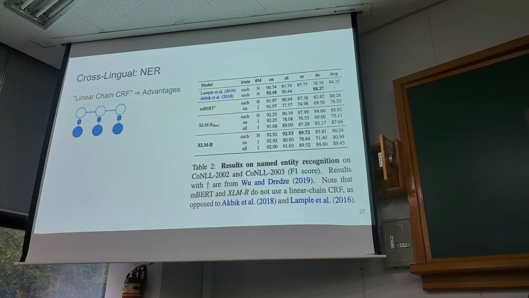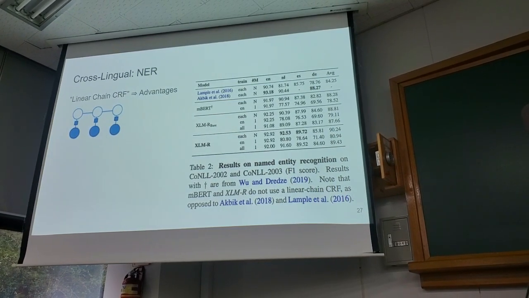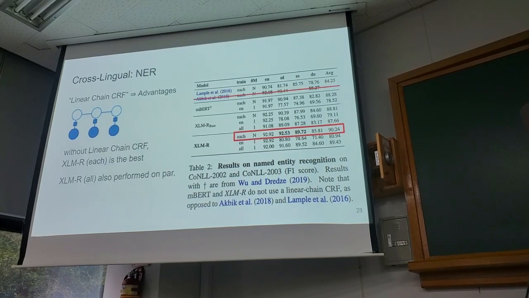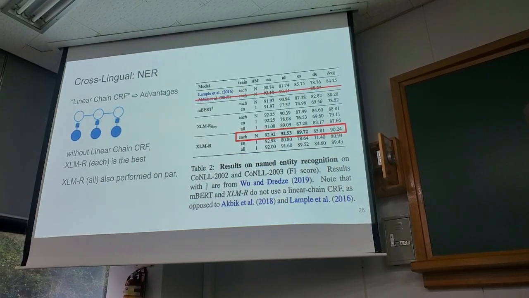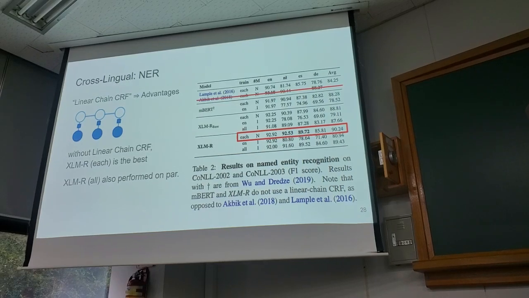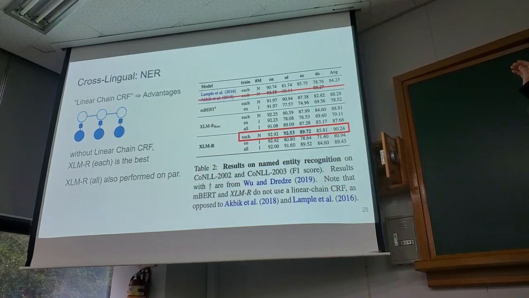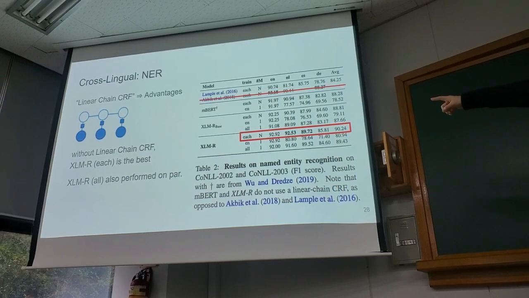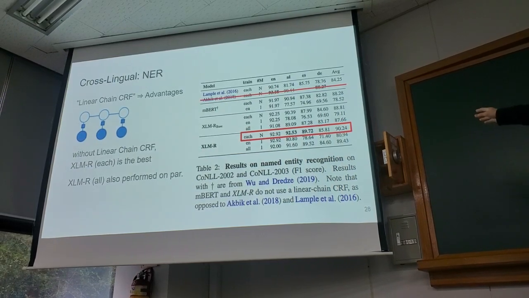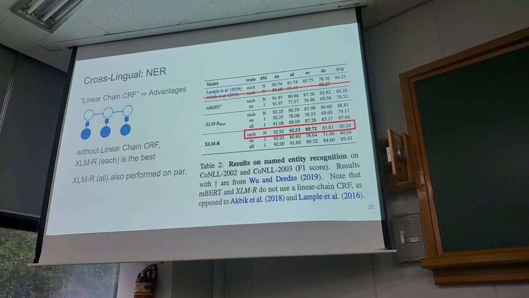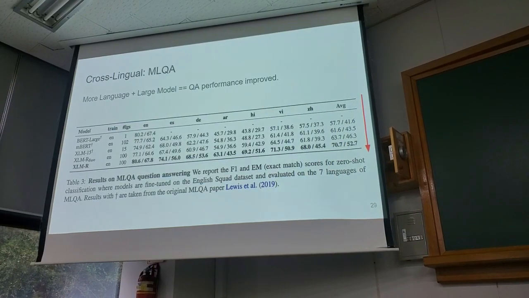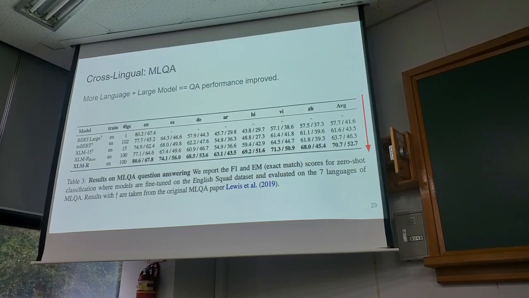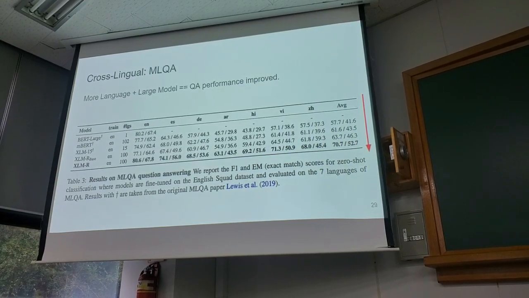The second one is NER, and the paper states that linear chain CRF takes advantage on this task, so we can get rid of the second row, which is using cross-lingual CRF. Then we can see that XLMR trained on each language shows the best performance, and even the multilingual setup, stated on the last row as all, shows on-par performance. And as stated before, MLQA also showed state-of-the-art performance compared to other models.